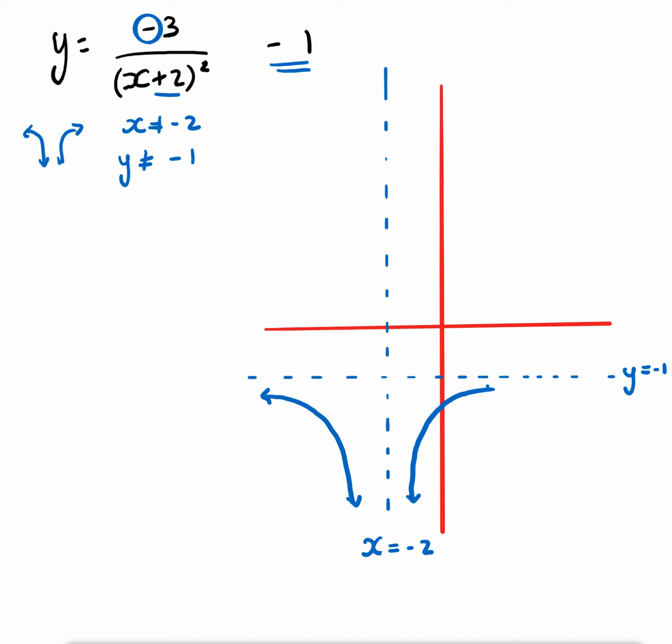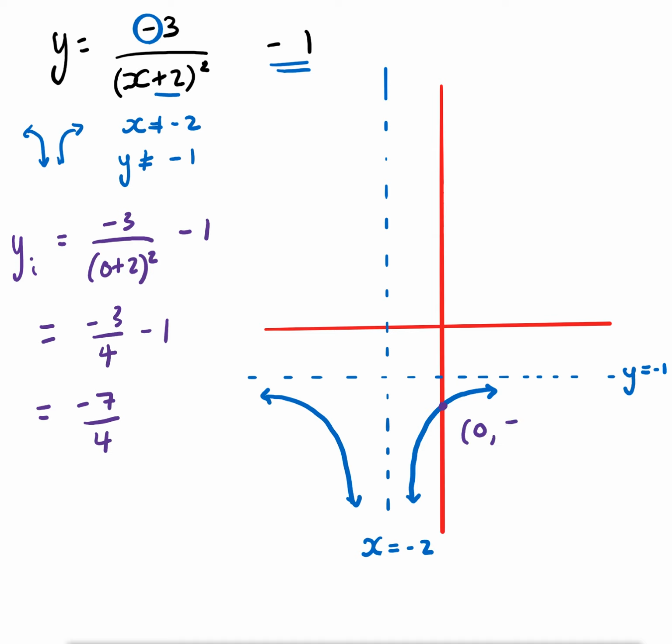And so once again, there is no x-intercept. What I do have is a y-intercept though. So in order to find that, my y-intercept, I'll let x equal 0 minus 1. So that's negative 3 over 4 minus 1. Well, that 1 could be written as 4 over 4, and we end up with negative 7 over 4. So here, when x is 0, y is negative 7 over 4.